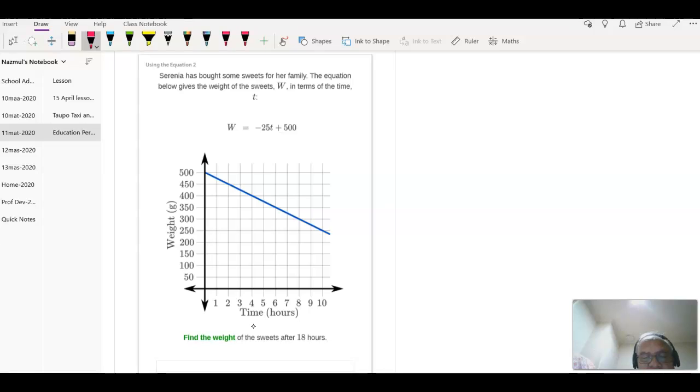Find the width of the switch after 18 hours. So 18 hours is the x value. After 18 hours, after 10 hours, you can work it out. So for this one, you got to make a table.